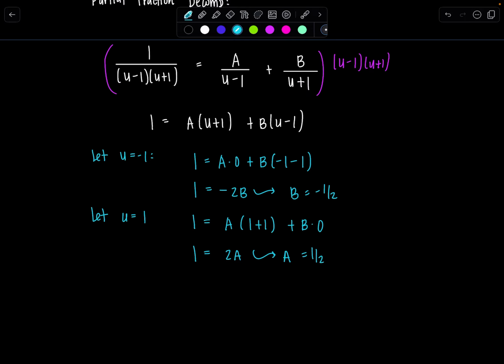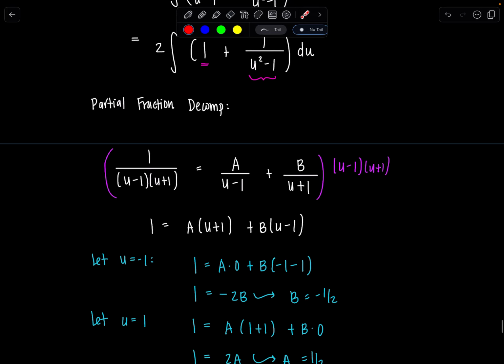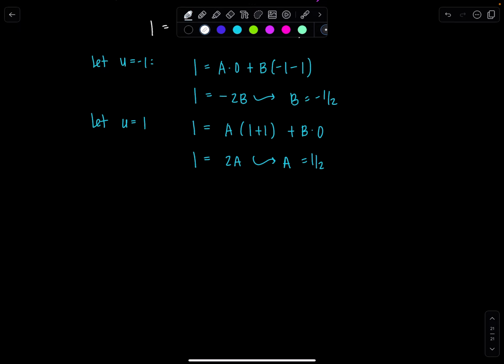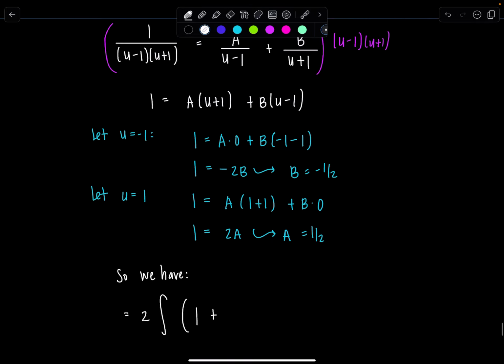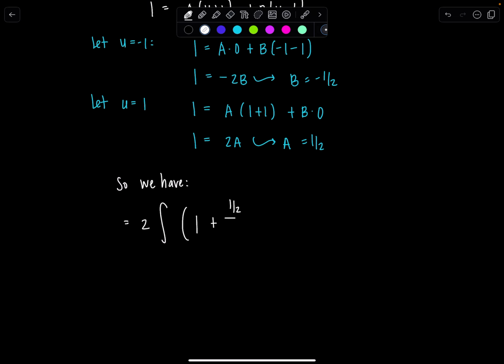So now I'm going to go back right here and rewrite this integral with my partial fraction decomposition. So now we have, let's tell the people what's going on. Don't forget, there was a 2 sitting outside the integral. I have 1 plus, and then a was positive 1/2 over u minus 1. So 1/2 over u minus 1. And then b was negative 1/2. So I'm going to write minus 1/2 over u plus 1 du. Okay, we should be ready to integrate now, yeah?